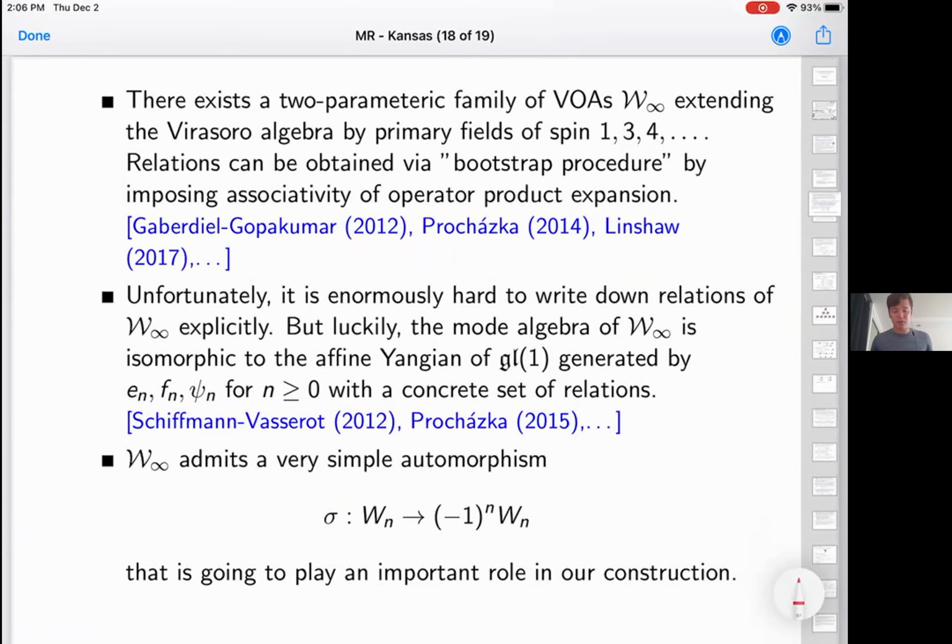In particular, all the relations of the algebras can be obtained via the so-called bootstrap procedure by imposing associativity of the operator product expansion. If you take the algebra generated by these fields that I just taught you and try to impose the associativity of the OPE, it turns out that there are only two free parameters that cannot be fixed. But unfortunately, doing this analysis explicitly is very tedious and hard. Luckily, the mode algebra of this W infinity algebra is isomorphic to another algebra with a rather concrete description, known as the affine Yangian of gl_1.